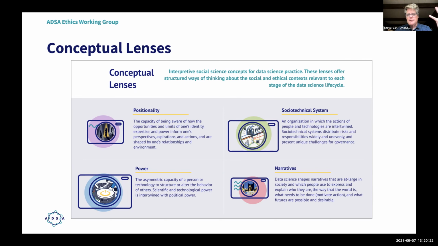So we have these 4 conceptual lenses: positionality, where you are as a researcher and what your identity is, and how that might affect your research; socio-technical systems, this intertwining of technological tools and systems with the social fabric of our world, and that those are inseparable, so we have to recognize that those are together; power, the dynamics of power in society, and the impact that our research might have in that context; and then narrative, understanding at a larger scale where we're coming from and where we're going with research, to contextualize things in time and space.